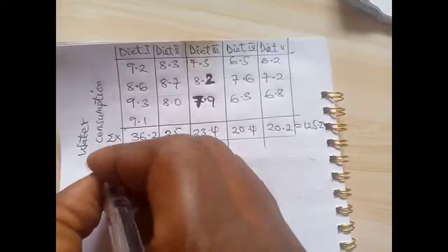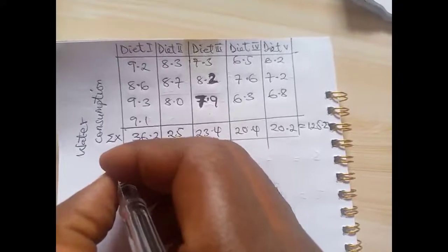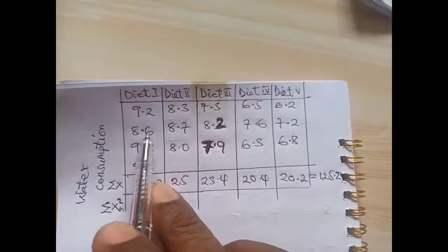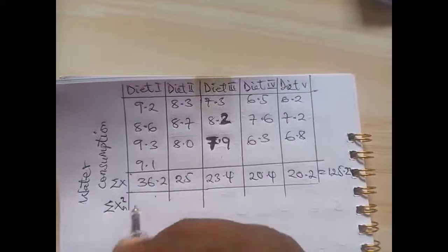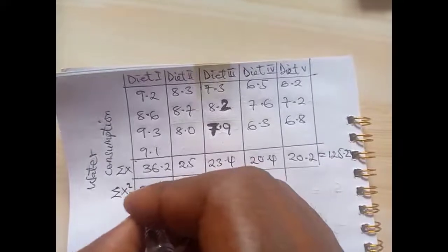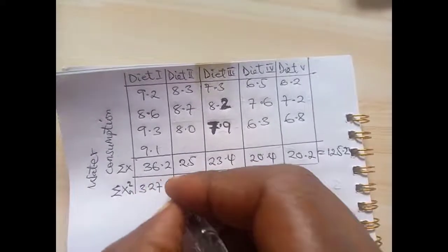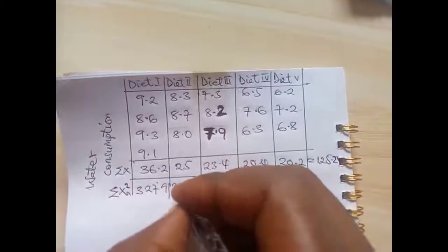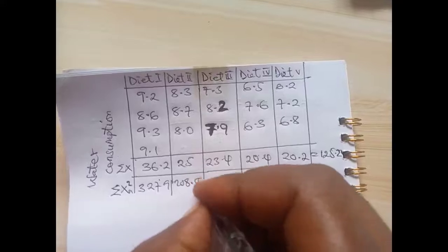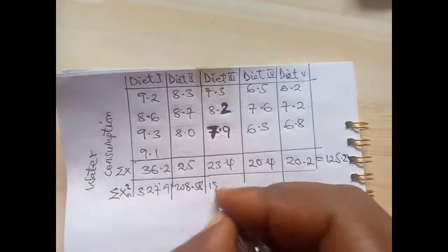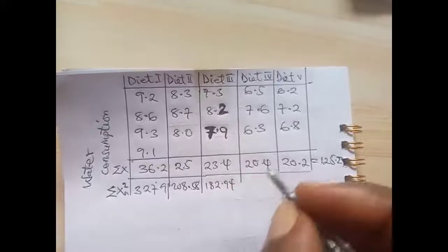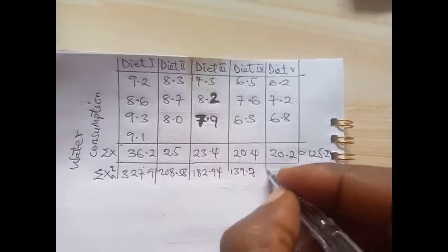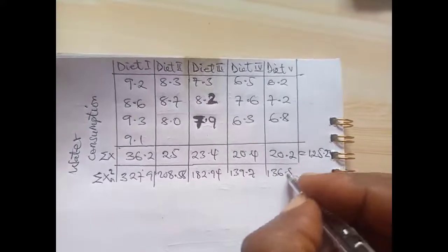So we can also add their squares, which is the square of this plus the square of this plus the square of this plus the square of this, and if we add all of that, we will get 327.9. Adding the squares for the next column, we get 208.58. The same here, we'll get 182.94. The same here, we'll get 139.7. The same here, we'll get 136.52.